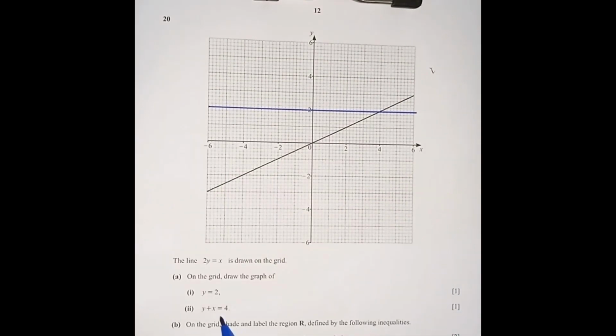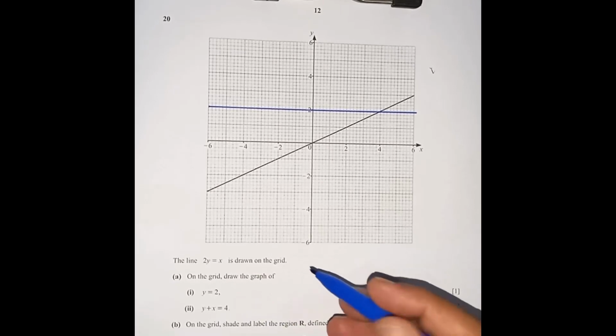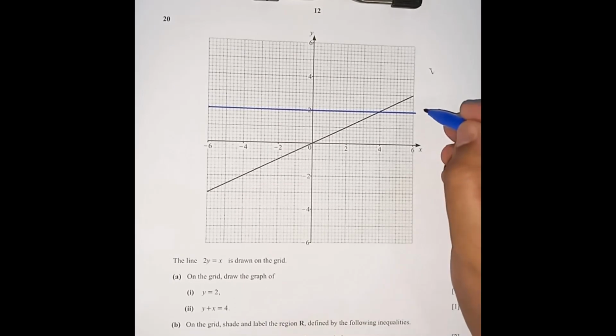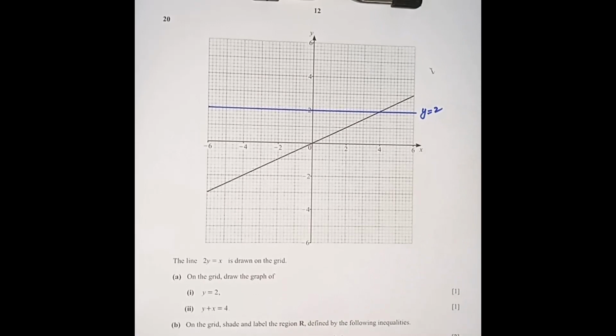Okay, fine. Next one is y plus x is equal to 4. So it means that it will be two values. One will be x is 0, and y is equal to 4. So you can write here x is equal to 0 and y is equal to 4. Second one is y is equal to 0 and x is equal to 4.